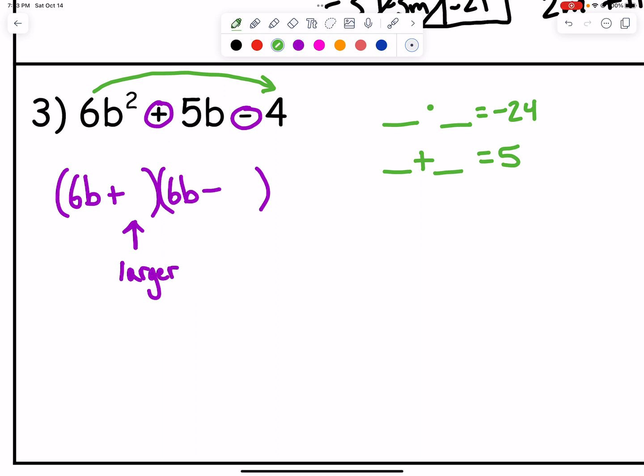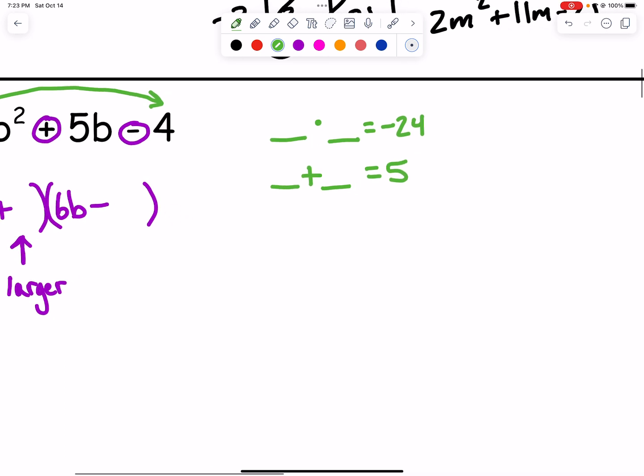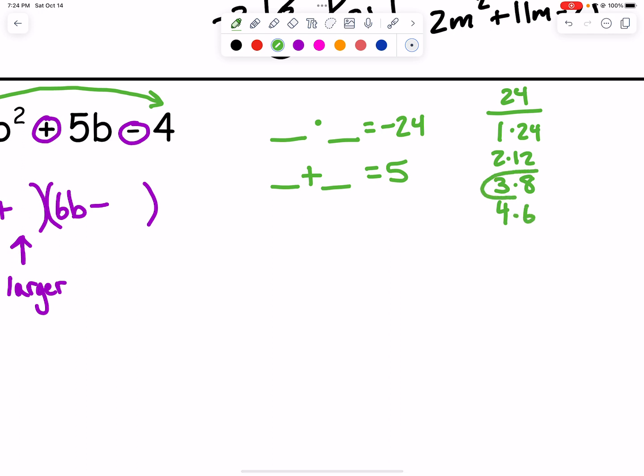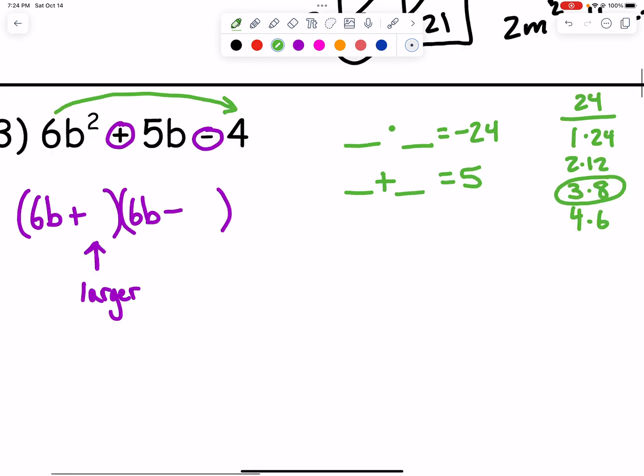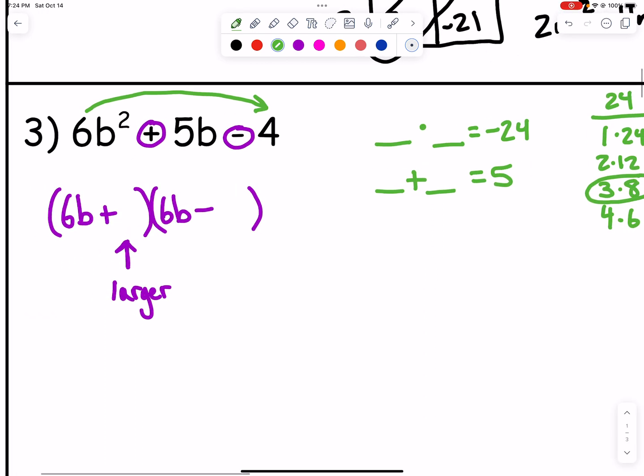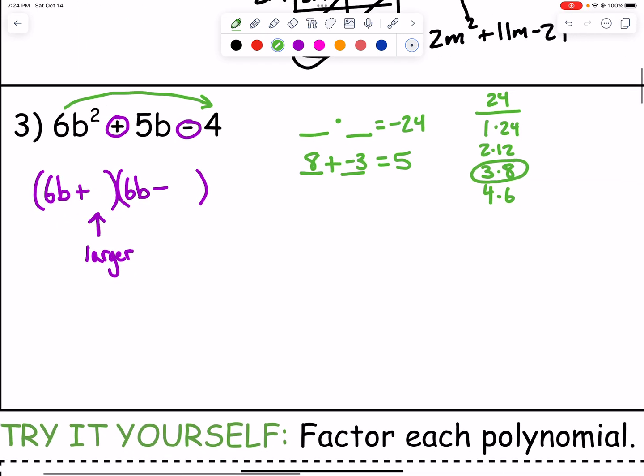So let's figure out what will help us multiply to get 24 and add to get 5. So we have 1 times 24, 2 times 12, 3 times 8, 4 times 6. So 3 and 8 are the ones that would help us to get 5. And then we know our larger number needs to be the positive number. So we're going to put 8 and negative 3 because they add to give us 5, and they also multiply to give us negative 24. So 8 and negative 3.